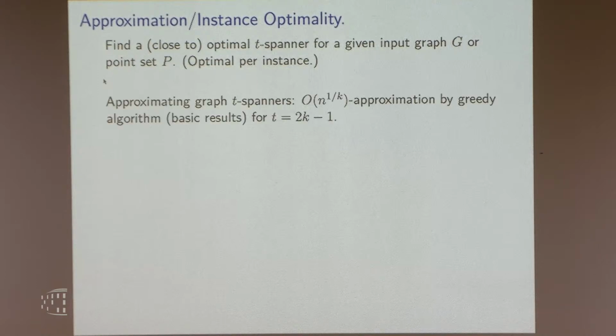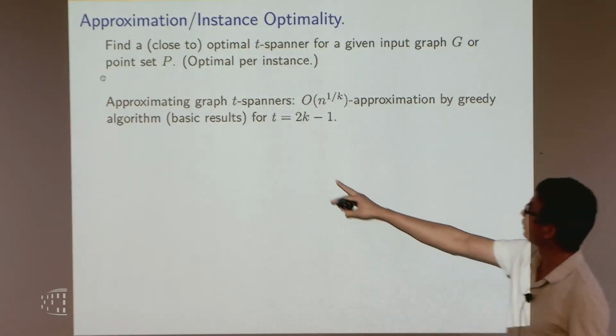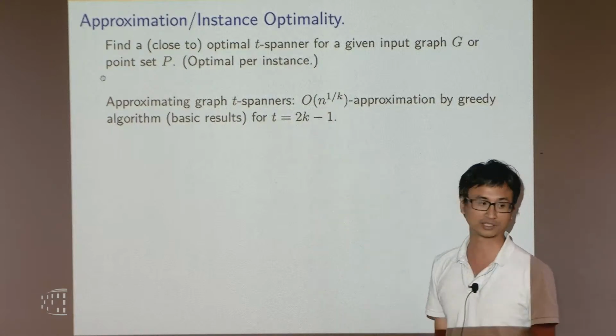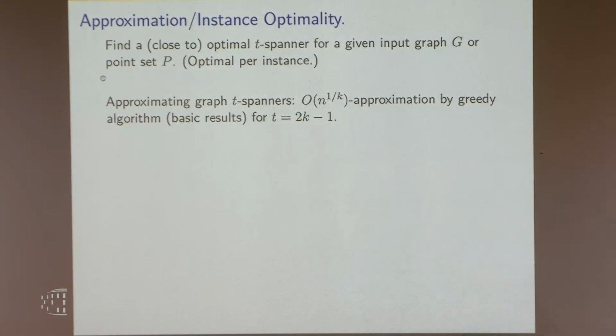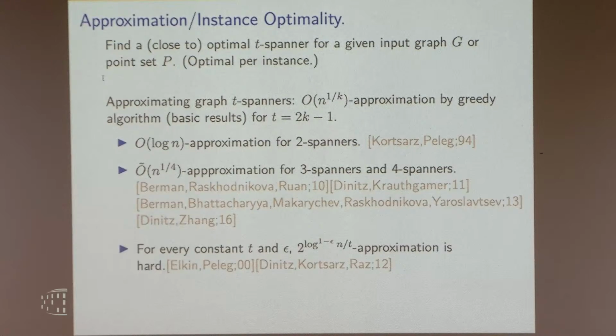So there's a lot of work on approximating graph spanners, but at least we can notice a good thing: you can get an order n to the 1 over k approximation just based on the classical result, and you want to improve upon it. For example, when t equals 3, meaning k equals 1, you get a square root of n approximation for 3-spanner, and for 5-spanner you can get an n to the 1/3 approximation. These are things you can observe from the greedy algorithm, and that could be the benchmark we want to compare against.